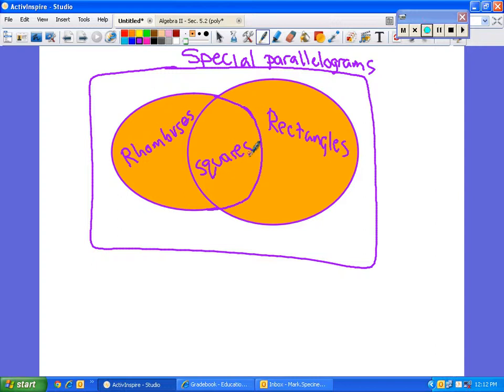Okay, so basically, a square is a combination of a rhombus and a rectangle. Take a rhombus, take a rectangle, put it together, you get a square.